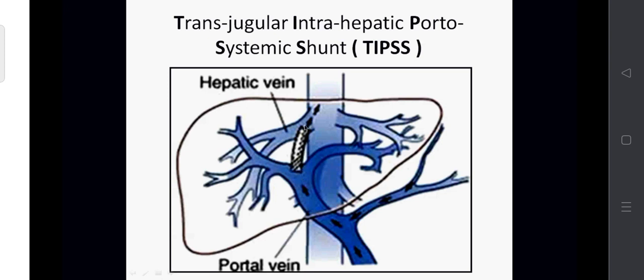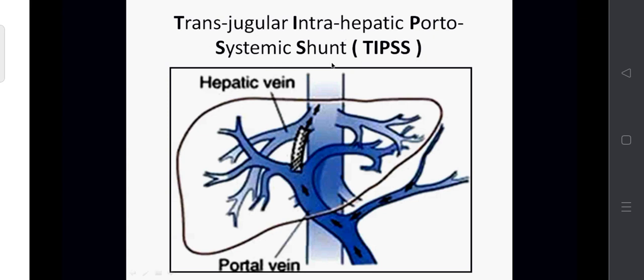This anastomosis is within the liver, so it is called intrahepatic portosystemic shunt. And for this anastomosis, the approach is through a transjugular route, that is the jugular vein in the neck. So it is called transjugular intrahepatic portosystemic shunt.